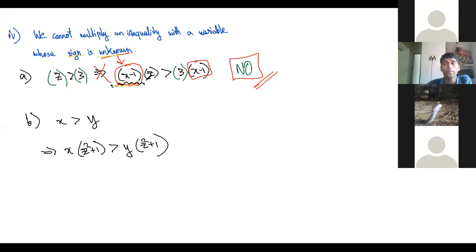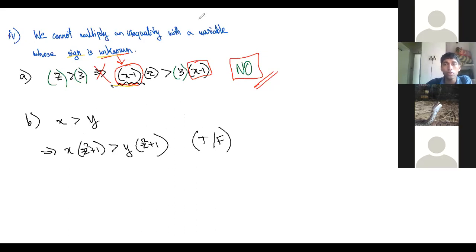Sir, but in the second example, x is greater than y, even if we multiply it with z squared plus 1. Because even a negative number has a positive square, a square of a number is always positive. So we can see that x is greater. I didn't fully understand what you said. x is greater than y does not mean x is positive. Like minus 1 is greater than minus 10, it doesn't mean that this is positive. It can be negative also, right?